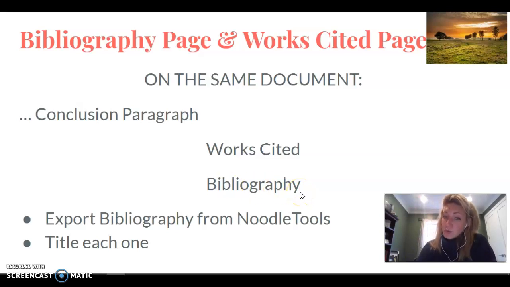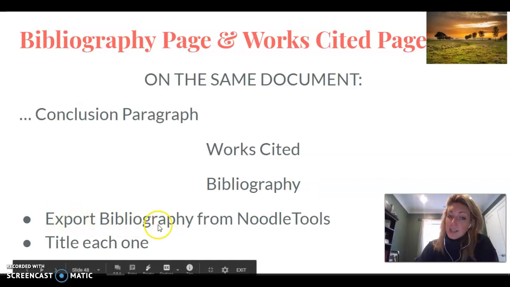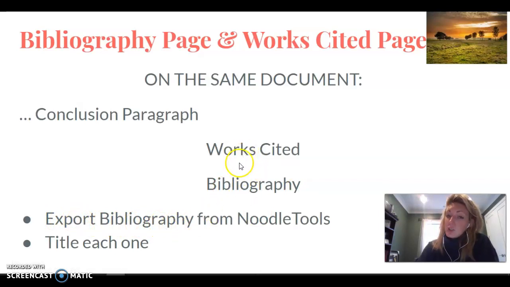So this is exactly from Noodle Tools, what we've been doing before. So feel free to export that bibliography from Noodle Tools, and then you're just going to make a list of just the ones you used for your works cited, just the ones you used as your in-text citations. And our example that I'm going to show you guys in just a little bit in the next video is going to have that done correctly too.